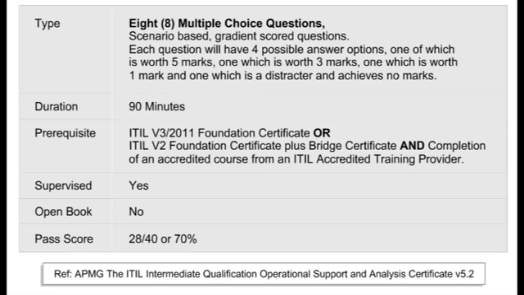As a prerequisite, you need to have an ITIL 2011 Foundation Certificate or ITIL V4 Foundation Certificate plus Bridge Certificate and completion of an accredited course from an ITIL accredited training provider. It is a supervised exam and closed book. You need to acquire a minimum pass score of 28 right answers out of 40 questions, or a score of 70% in the exam. The next slide talks about the exam tips.